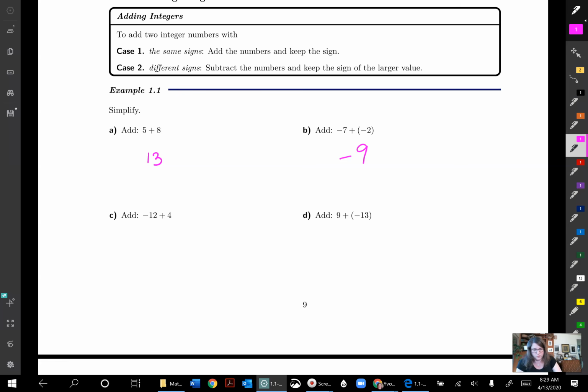The ones here, C and D, have different signs, so that means you're going to take the difference of the two digits, just the number part, and then you're going to tack on the sign of the one with the larger absolute value. So here, -12 plus 4, difference of 12 and 4 is 8, and then -12 has the larger absolute value, so that would be -8. Same here, 9 plus -13, take the difference, and that would be -4.